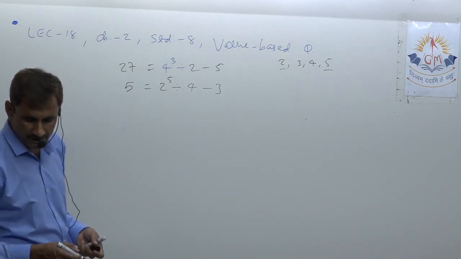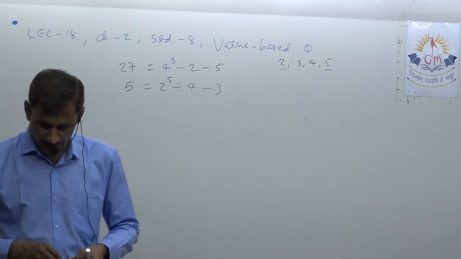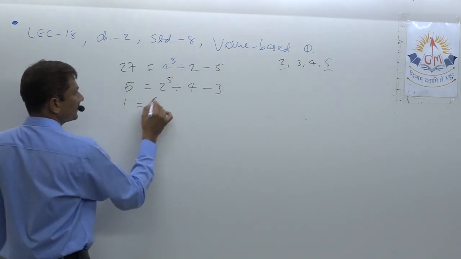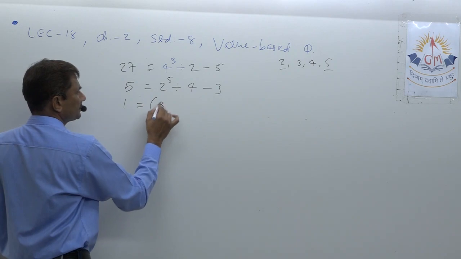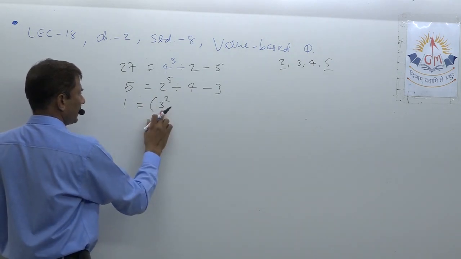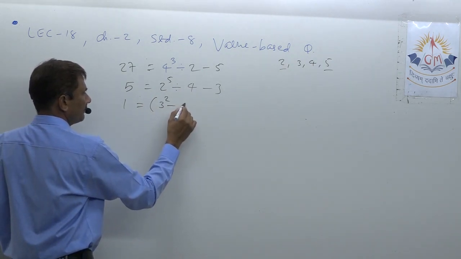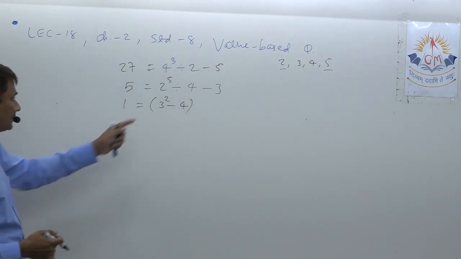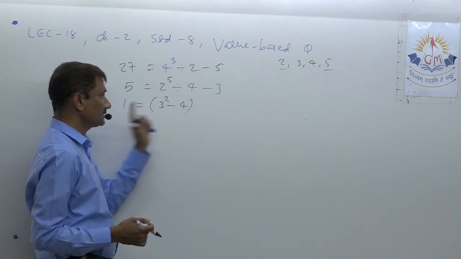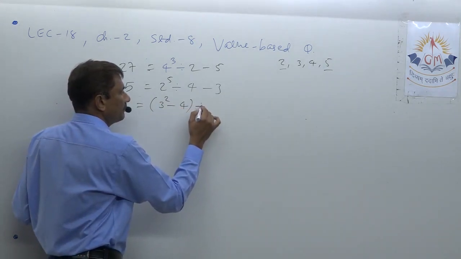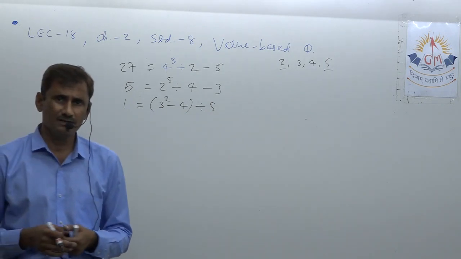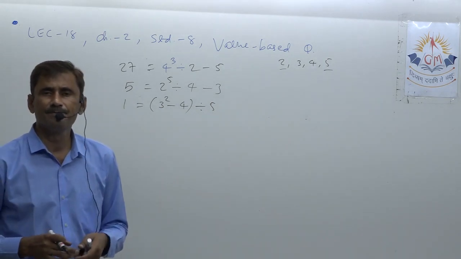Okay, in the same way, the next number given is 1. So let 3 raised to 2, 9. 9 minus 4, so 3 raised to 2 minus 4 is 5. If I divide 5 by 5, then obviously 1 is there. Other combinations will not work there. Only one answer is there.